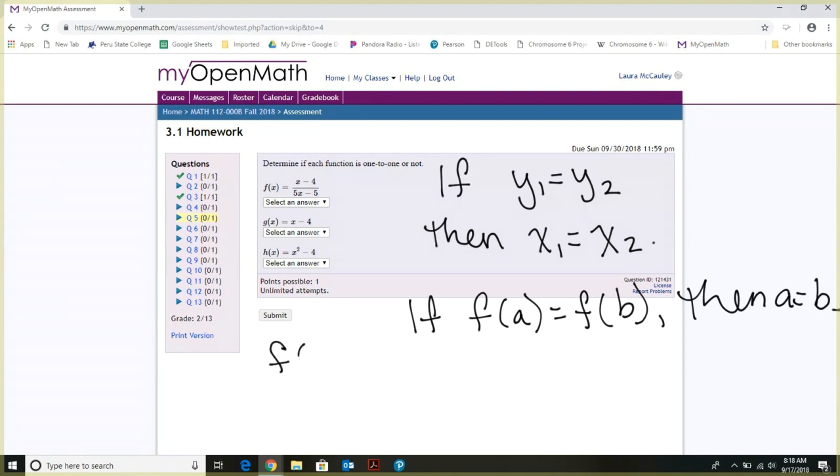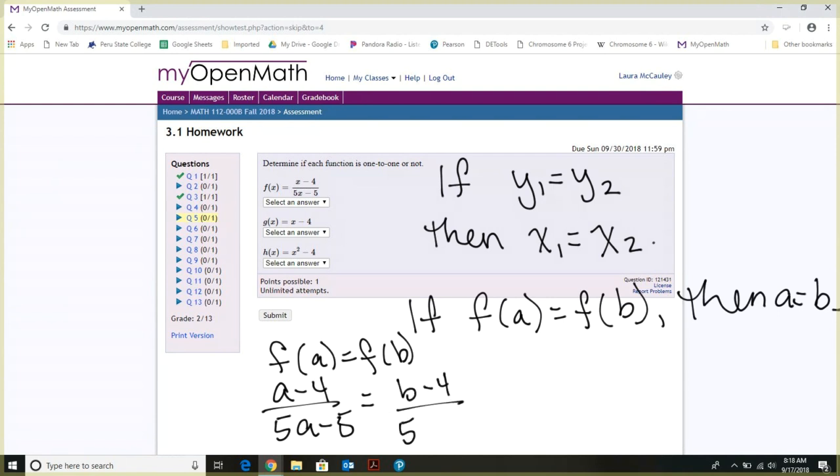So let's look at that first one. Let's just say that f of a was equal to f of b. What would that mean? That would mean that (a minus 4) over (5a minus 5) is equal to (b minus 4) over (5b minus 5). So the idea is, could the a and the b be different here and still give you the same answer? That's kind of the question here.